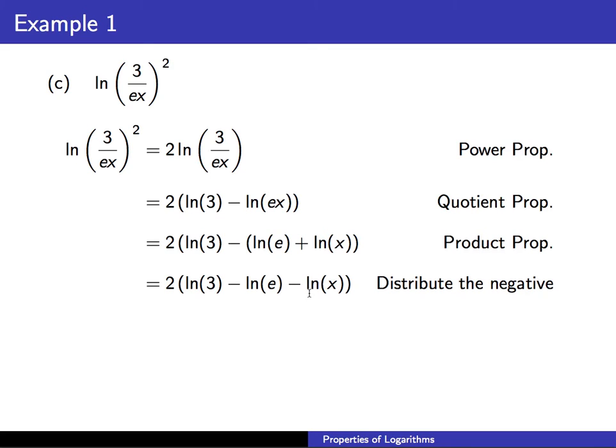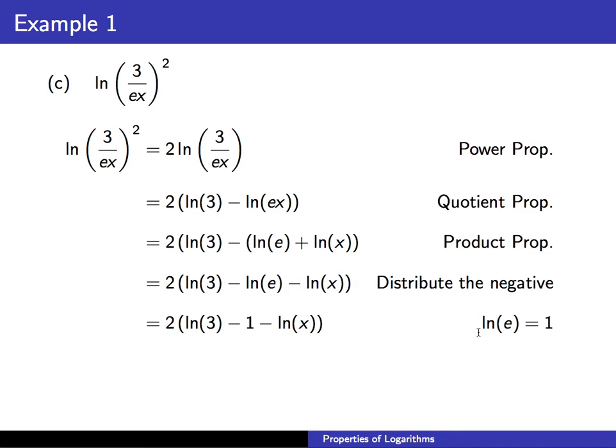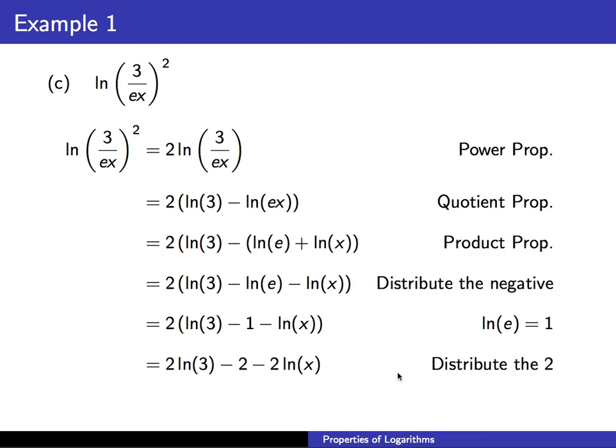Now natural log of e. The base of the natural log is e, so we have e base e, and we have an e that we're taking for our logarithm. The natural log of e equals 1, so we have 2 times natural log of 3 minus 1 minus natural log of x. Then finally we can distribute the 2 to each of these 3 terms, and when we distribute that 2, we get 2 natural log of 3 minus 2 times the natural log of x as our final answer.